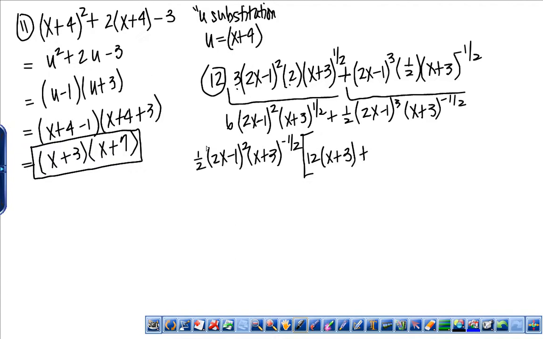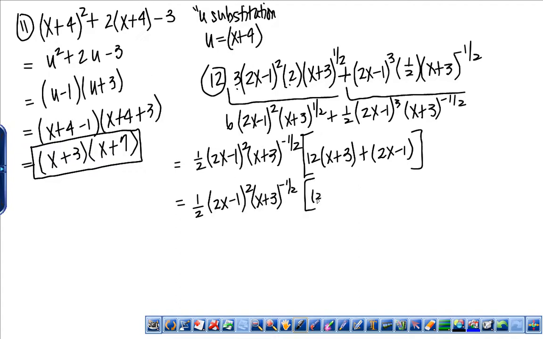Okay, now I'm going to take all of this mess out of my second part of the problem. And it looks like I'm going to have a 2x minus 1, and that's it. In this side right here, it looks like I can simplify. So let's bring down the left side and do nothing to it, and simplify the inside. So this is going to be 12x plus 36 plus 2x minus 1. In fact, I'm just going to keep going here. This is going to be 14x plus 35, or 7 times 2x plus 5.